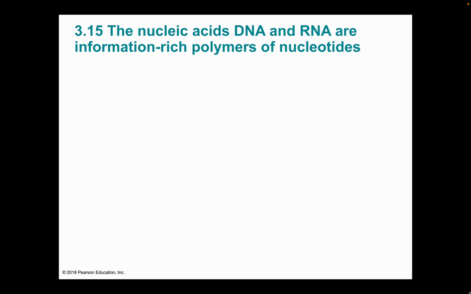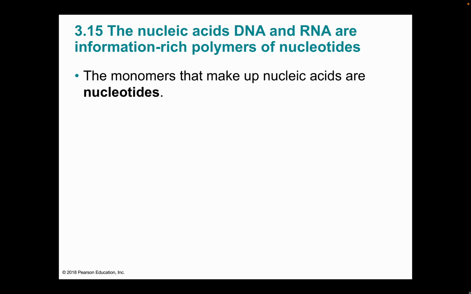So nucleic acids, DNA and RNA, are information-rich polymers of nucleotides. The monomers that make up these nucleic acids are nucleotides. So like with proteins, the protein itself, the polypeptide, is the polymer. The amino acids are the monomers. Again, carbohydrates and monosaccharides are the monomers. For nucleic acids, nucleotides are their monomers, right?